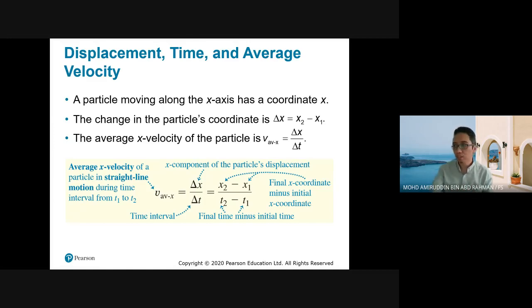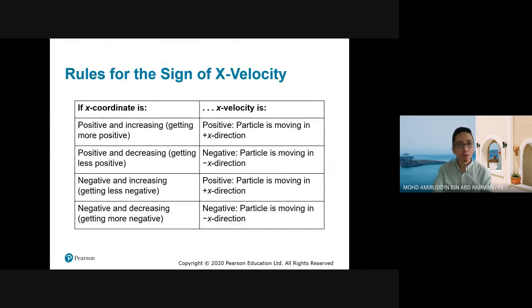As you can see from the slide, the average velocity is given by v avx, and that's the equation. Now for the rules of sign of the x velocity: we mention x because we are still considering one-dimensional motion, which is on the x-axis. If the x coordinate is positive and increasing, the x velocity is positive.